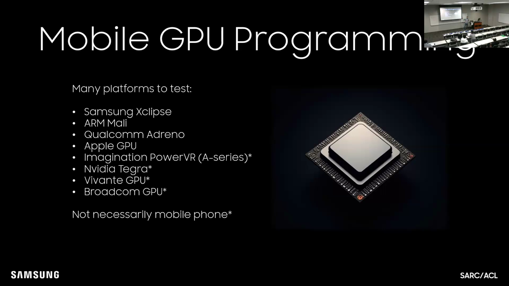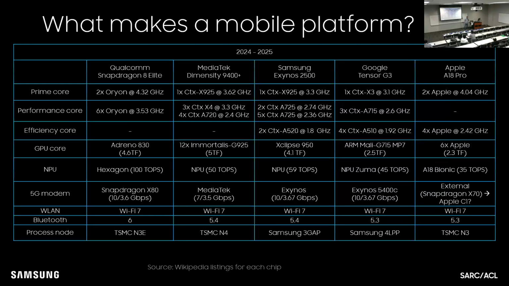Most of you have heard about Intel, Apple, NVIDIA, and AMD. But these are all the ones, since they're the most popular in the world because you have them in your phones all the time, they're actually the most popular also. So what makes a mobile platform?